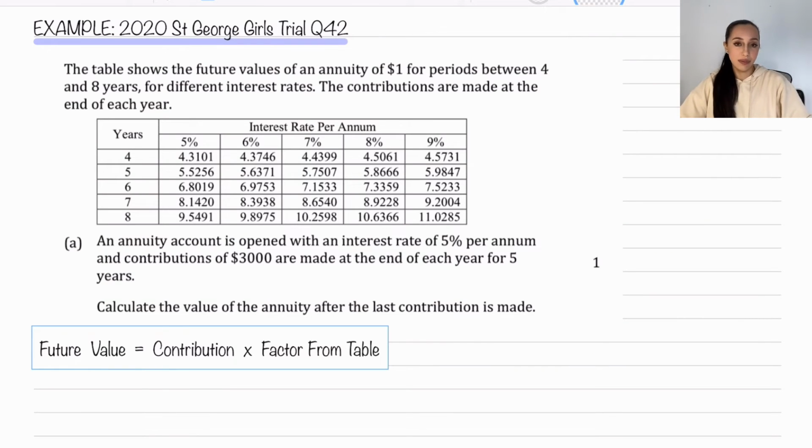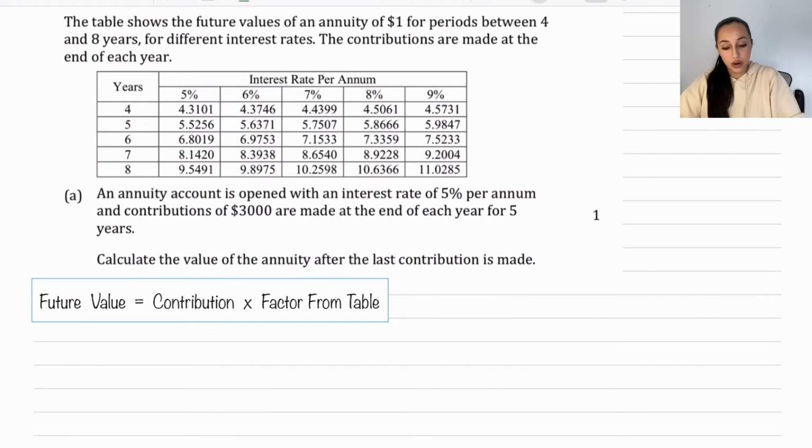Okay, let's look at this example next, and we're going to do the exact same thing. So again, the first thing you should be doing is writing down that formula that I have in the blue box. Then you want to read through the question and make sure everything is in the same units. So your interest rate is 5% per annum. The contributions are $3,000 and they're made at the end of each year for 5 years. Everything is in years, so they're all in the same units, so we don't need to change anything. Now highlight 5% in your table and 5 years in your table, and you'll see that your interest factor is 5.5256.